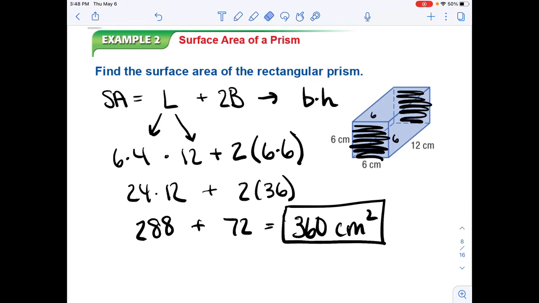If you had decided to make a different set of sides as bases, say you wanted to make this a base and this a base, that would be totally valid. You just have to plug your numbers in different spots. Okay?